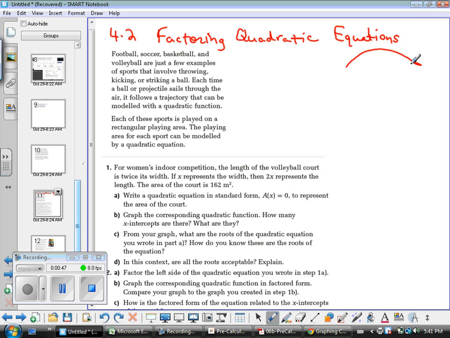Each of these sports is also played on a rectangular playing area, and you can also model the playing area for each sport by a quadratic equation. And that's something you might remember when we did the area of the corral, how that was a quadratic function. That was one chapter back.